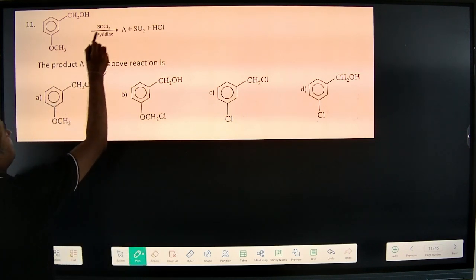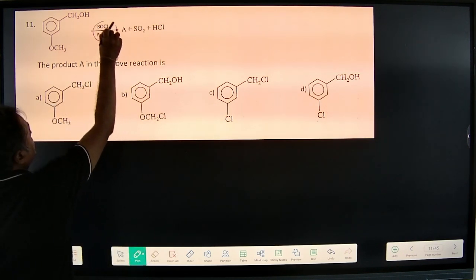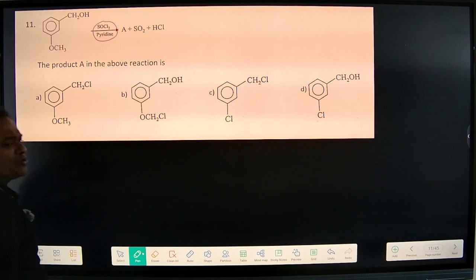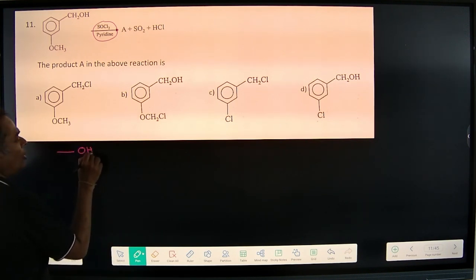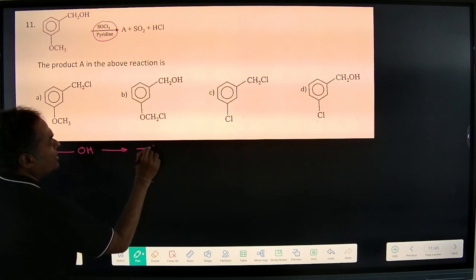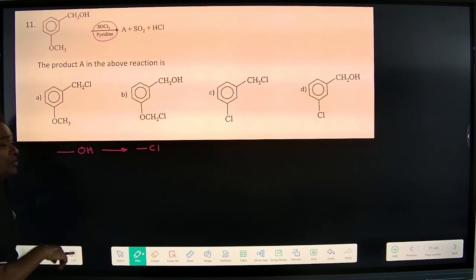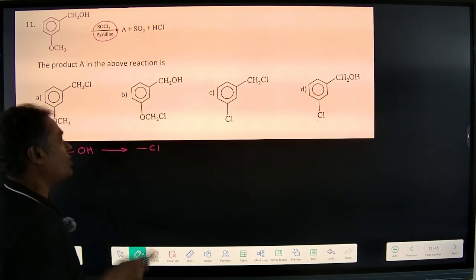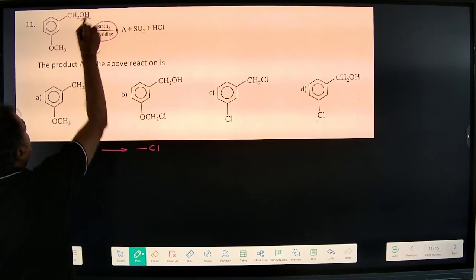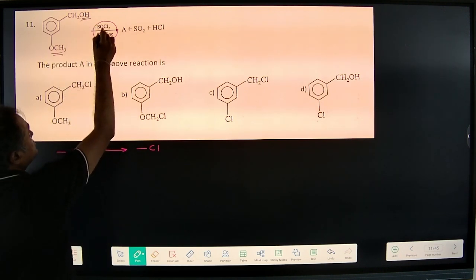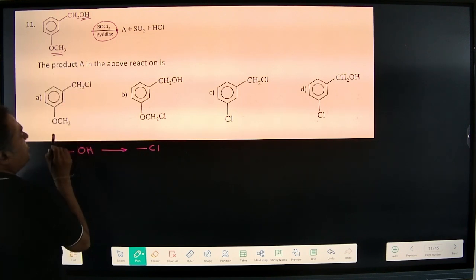Now, here child, we have SOCl2 and pyridine given in the reaction. Now, what is the use of SOCl2? I think it is used to convert an alcohol to an alkyl chloride. That means the SOCl2 reaction is one of the best methods to convert alcohols to chlorides. Now, here in our example we have an alcohol and an ether. We know that SOCl2 will not react with ether. So, ether should remain as ether only.